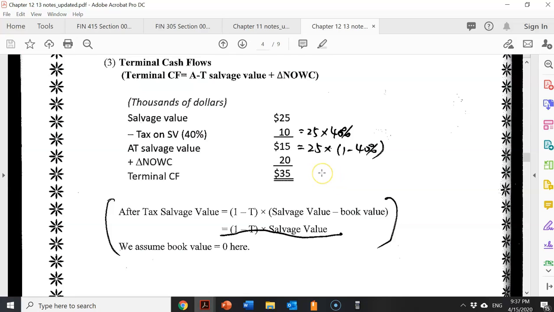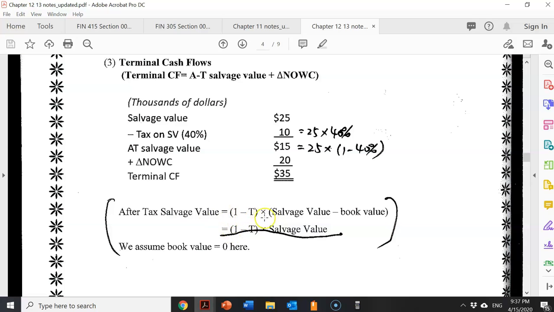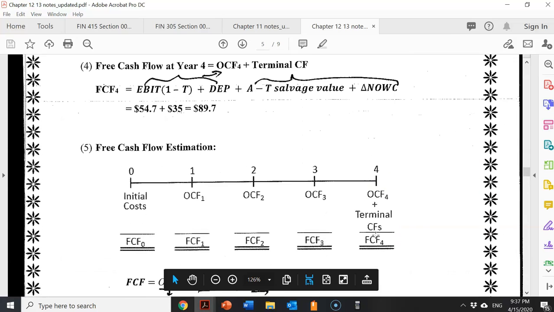Because at the end of the project, you could sell the equipment. The salvage value is the value you can get by selling the equipment, and then you can also sell the inventories to recover the delta NOWC. So you would have the terminal cash flows 35. Note that the after-tax salvage value here is actually 1 minus T multiplied by salvage value minus book value, but we assume book value as 0 here, so we just use 1 minus T multiplied by salvage value.